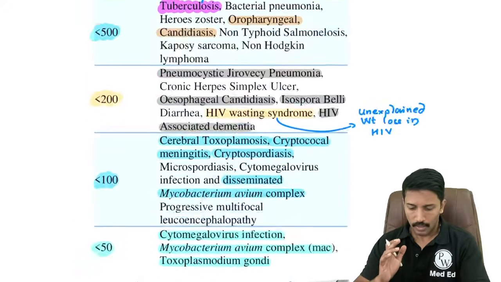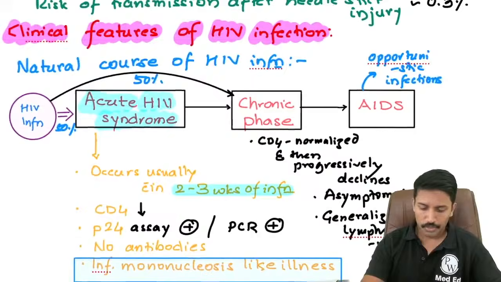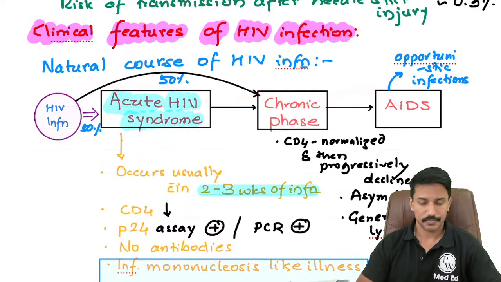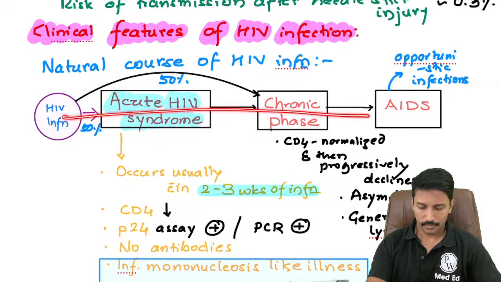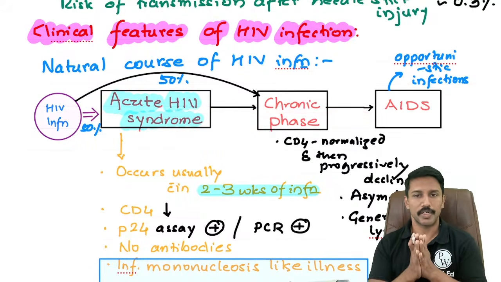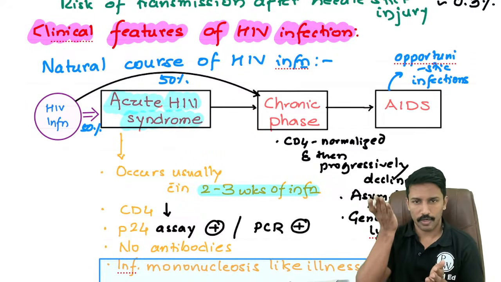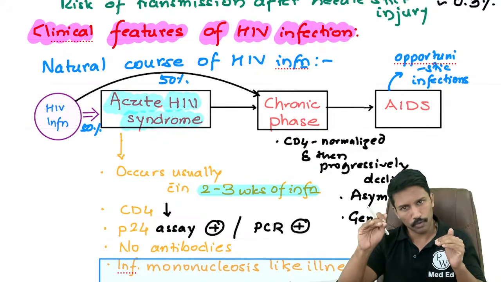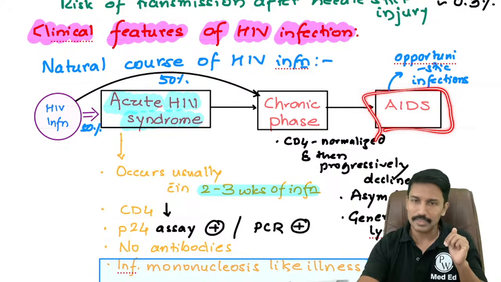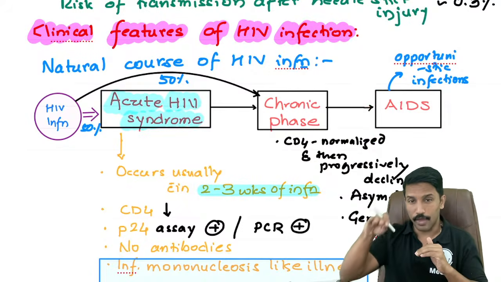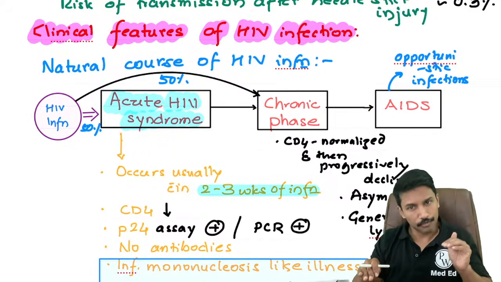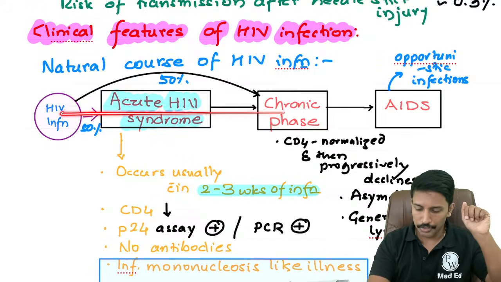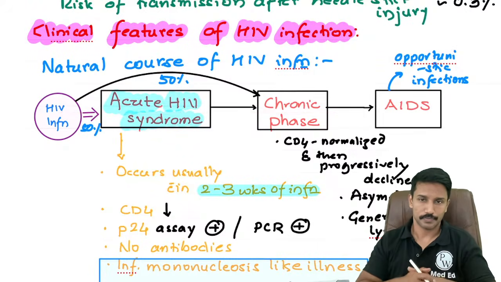Because I just gave you the natural progression of the disease, right? HIV infection, then acute, chronic, and then AIDS. The rate of progression from infection to AIDS depends on two factors. What are those? Viral load and CD4 count, right? So as the viral load goes on increasing, CD4 count will go on decreasing, and the patient will head towards AIDS. So if we keep the viral load low, CD4 count will be automatically maintained higher, and the rate of progression from infection to AIDS becomes slowed down.